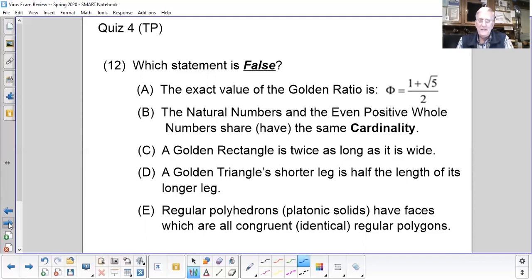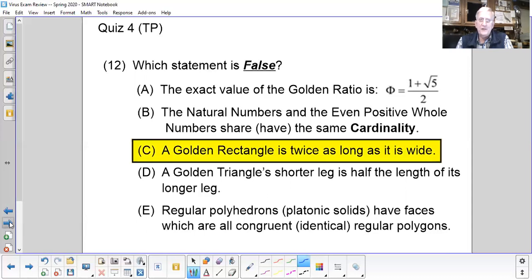By the way, B, the natural numbers and the even positive whole numbers do share the same cardinality, or size. I said that wrong, but don't worry, you don't have to know that for our final. I by error left that question in there. So B is a true statement. The incorrect statement there is that a golden rectangle is twice as long as it is wide.